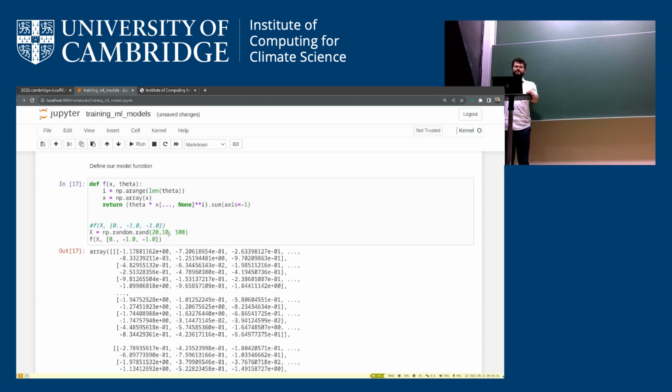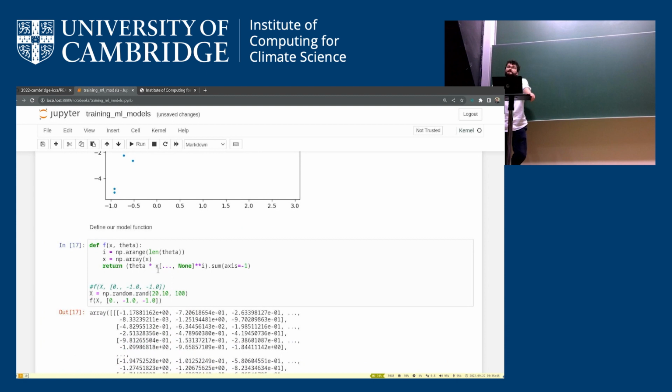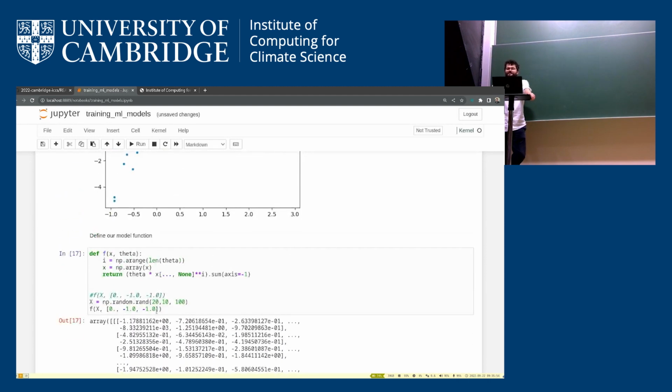So this kind of way of thinking about this, and this ellipsis, is a way of writing functions that can take arbitrarily complicated NumPy arrays. So as an extra exercise, if you think that's easy, try writing it so it can take arbitrary theta arrays. But for now, let's move back to where we were.